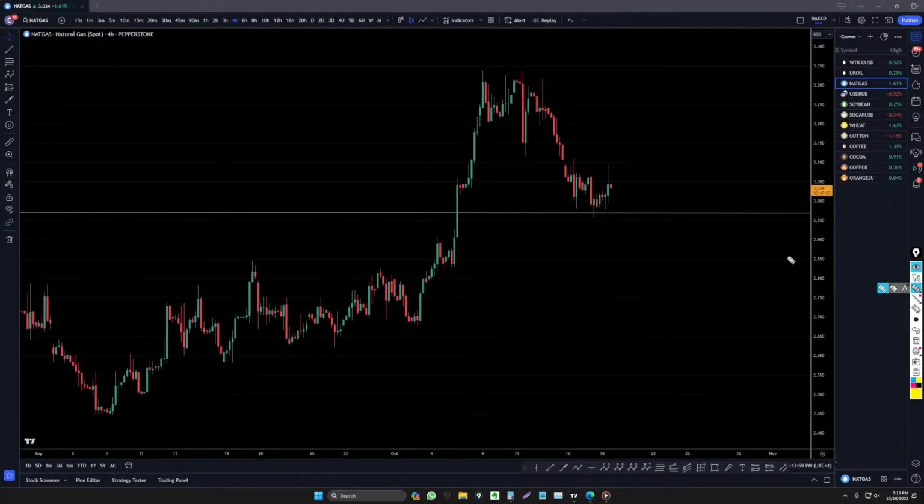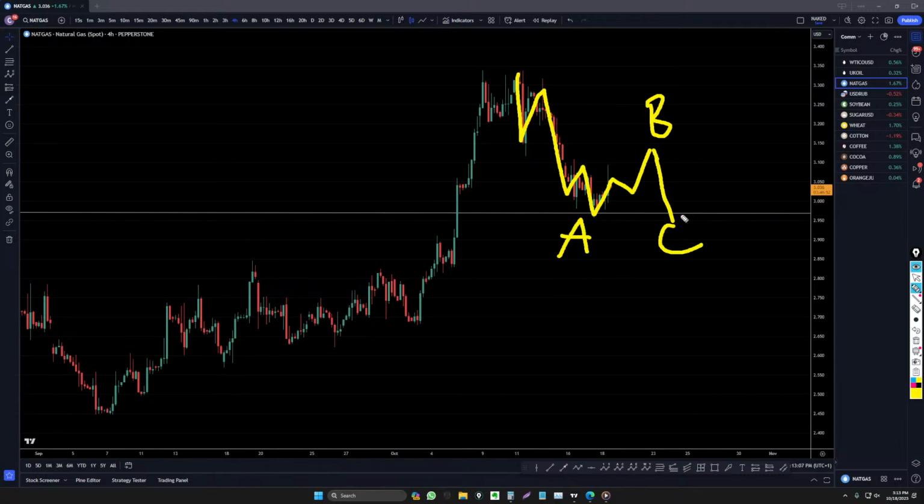Oh yeah, look at that. 1, 2, 3, 4, 5. Probably an A. This is probably like some sort of a wave B, and it's probably going to go down again for C. I bet it'll just retest this line and then shoot up.